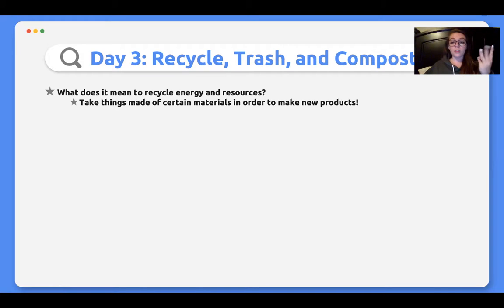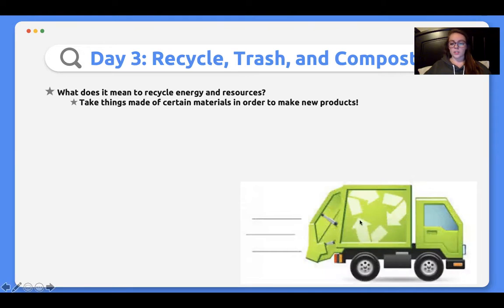Today we're going to be talking about the three main ones, which is recycle, which would be cans, trash, which would be candy wrappers or other things that you just throw away, and compost, which is like a banana peel. We're going to talk about each one. So this is our recycling truck because it has those three symbols. That big symbol goes around and around. If you follow the arrows, it's going to keep going around and around. And that's how you know recycle means to keep reusing.